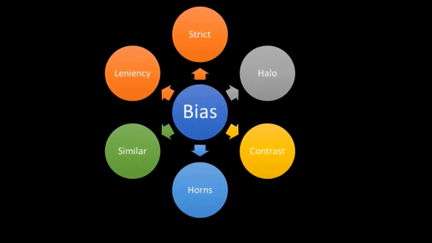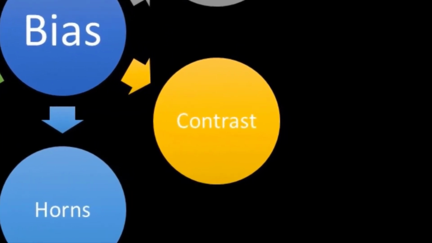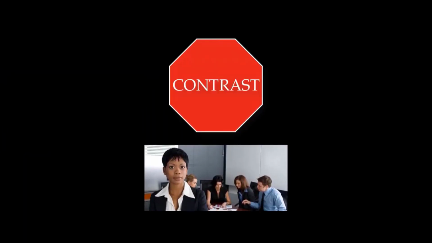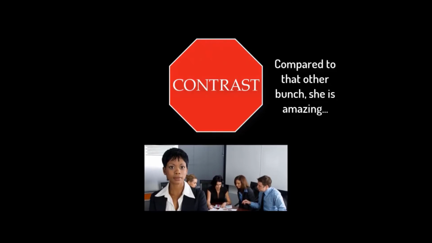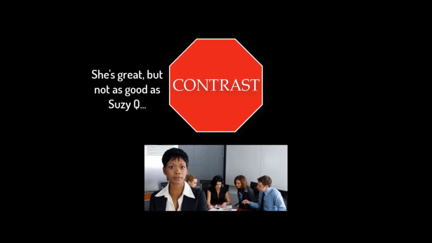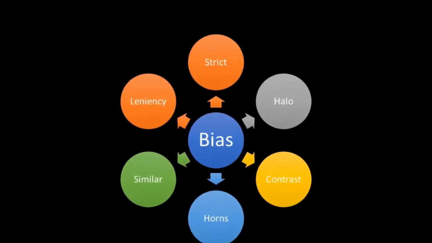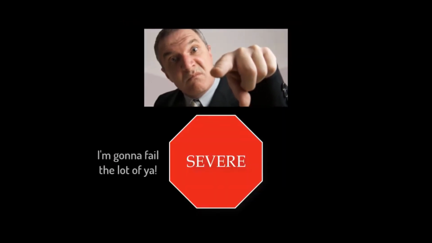Next, let's take a look at the contrast bias. The contrast bias arises when a supervisor compares an employee to their peers rather than against the established performance criteria. As a result, they'll give an average employee who has below average peers an above average rating. The strictness or severity bias results when supervisors use performance evaluations to focus solely on the negative, or they set unachievably high performance standards that results in their employees receiving deflated ratings.